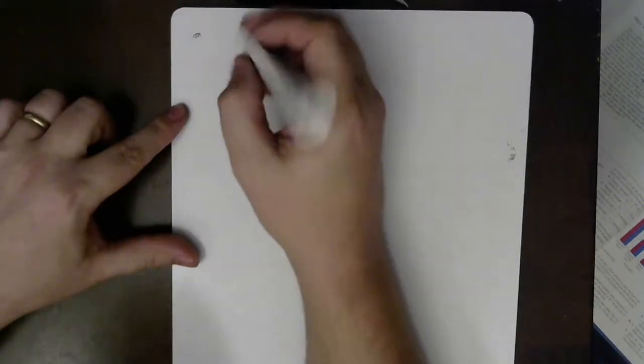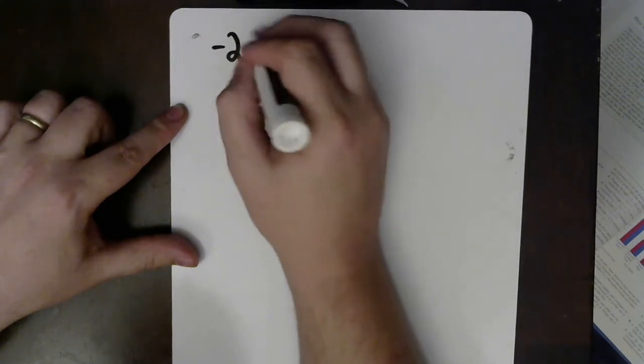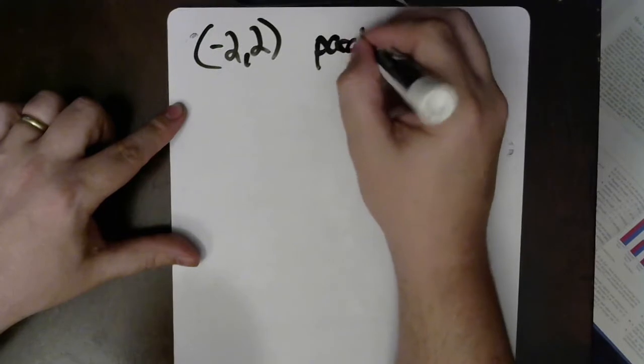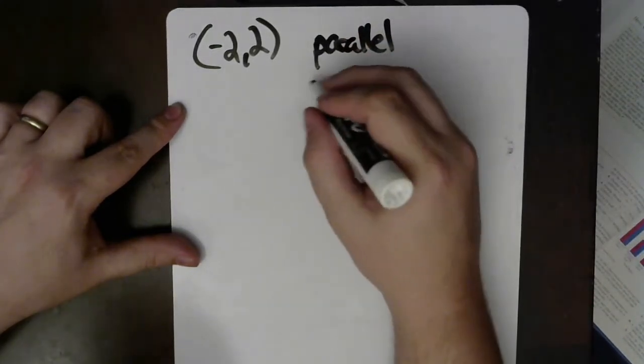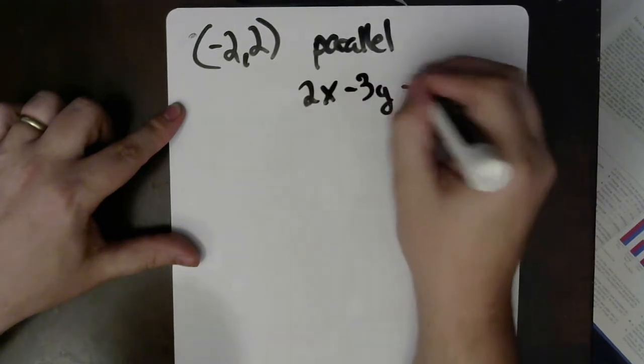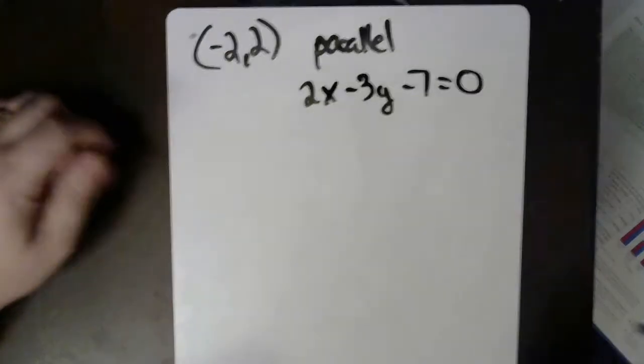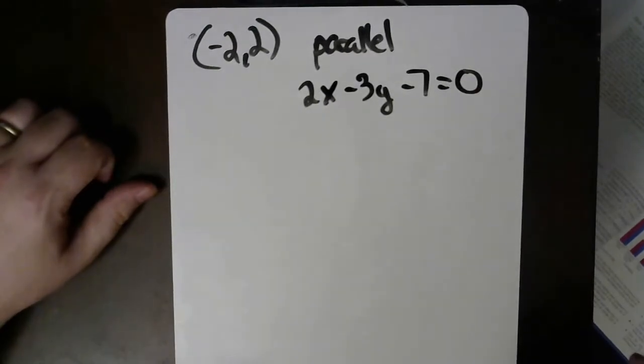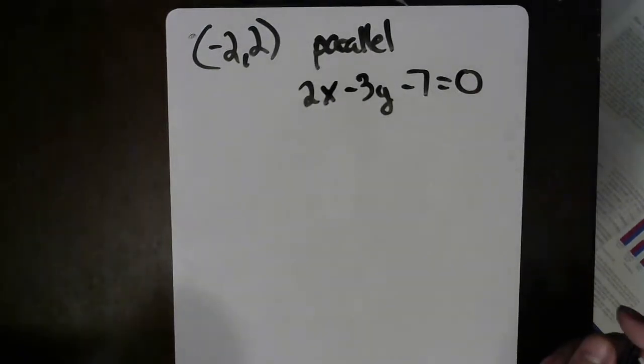Okay, so we're going to do one more. And I want to give you a little bit more breaks each time to see if you can get this down. In this case, we are going to have a line that goes through (-2, 2). It's going to be parallel to 2x minus 3y minus 7 equals 0. Okay? Now, give you a second.